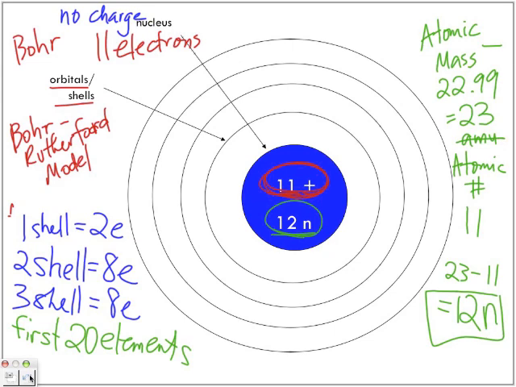So now, how does this work? In the first shell, we can fit only 2. But we must fill in all the inner shells first before we move on.